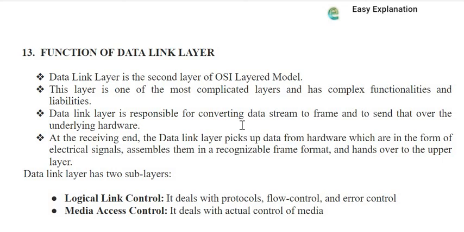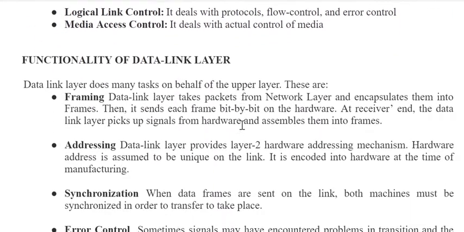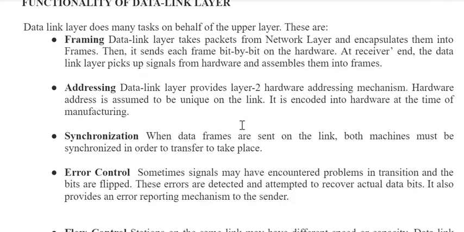We'll be studying all these in detail in later videos, because I have started the data link layer today. Later I'll be making other videos related to it. Going to the functionality of the data link layer, the first functionality is framing. What is framing? Framing is the process of making frames. The data link layer takes the packet from the network layer and encapsulates it in a frame.